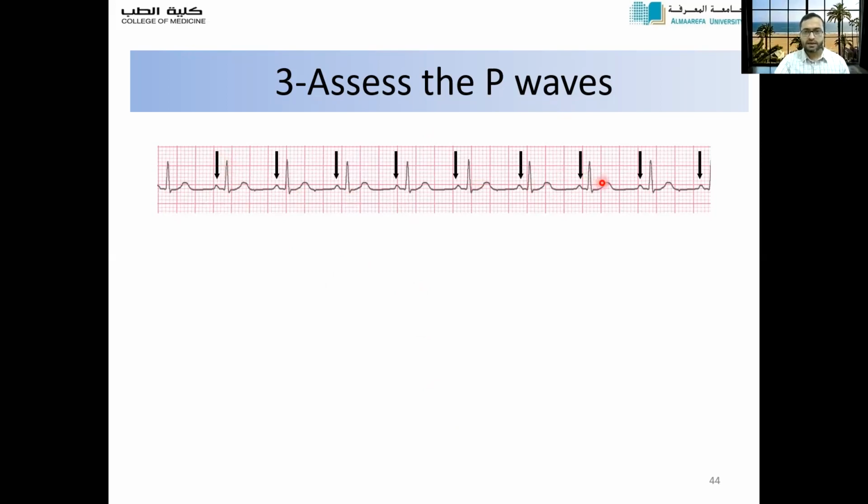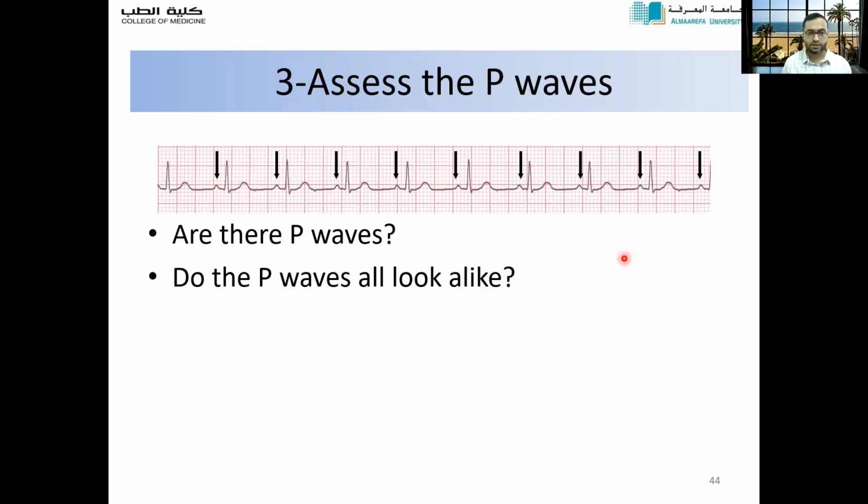When assessing the P wave, there are some questions you need to give attention to, or you need to search for the answers to these questions. What are these? Are there P waves? You have to look at the ECG or the rhythm strip. Are there P waves? Yes, yes, yes, yes, yes. We have P waves over here. And the second question is, do all the P waves look alike? All the P waves are normal in shape and similar in shape. They look alike.